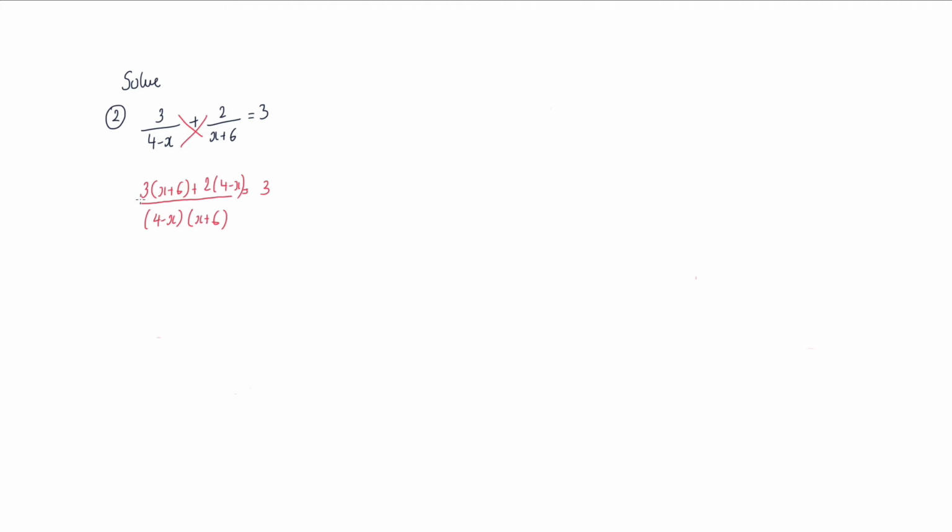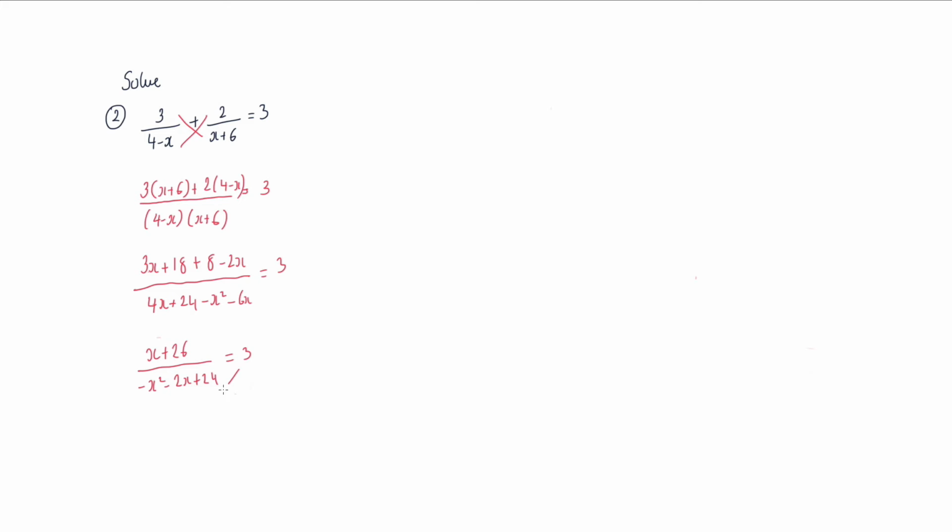Okay, so what we're going to do is expand that. That's going to give us 3x plus 18, and then plus 8 minus 2x, over, expand the bottom bracket. So you should get 4x plus 24 minus x squared minus 6x, equals 3. If we simplify that, 3x minus 2x is x, 18 and 8 is 26, over, keep the minus x squared first here, 4x minus 6x is minus 2x, plus 24, equals 3.